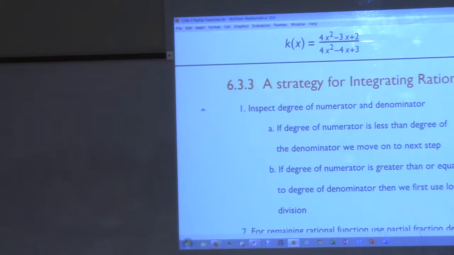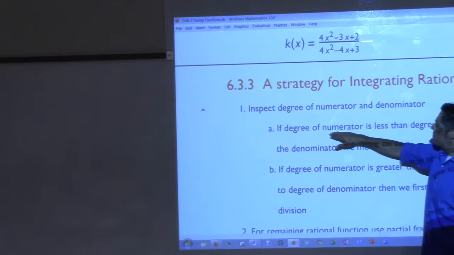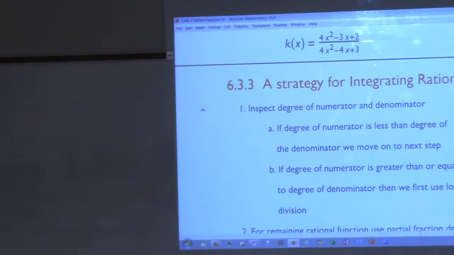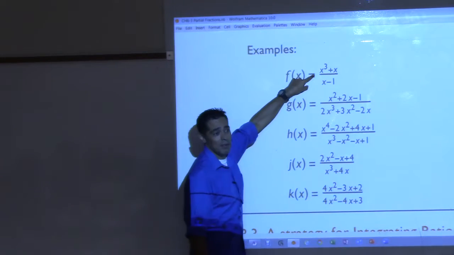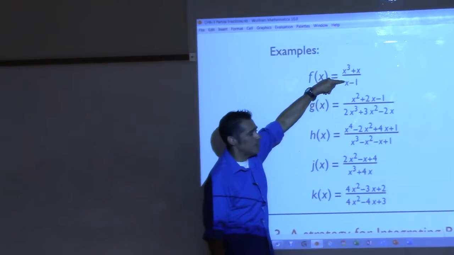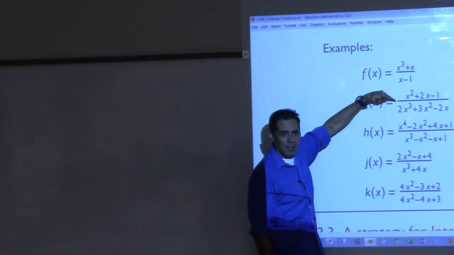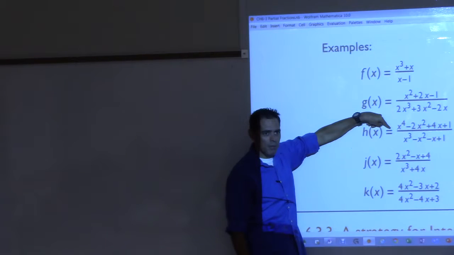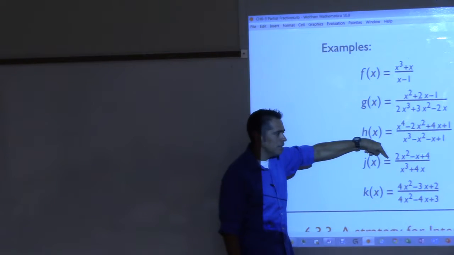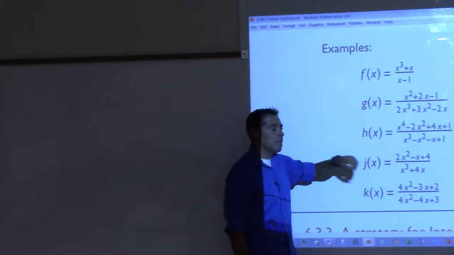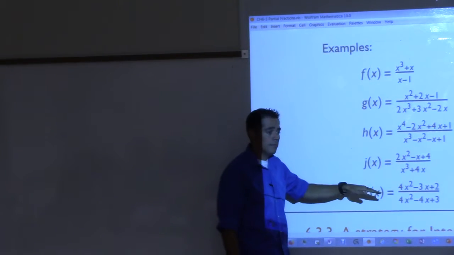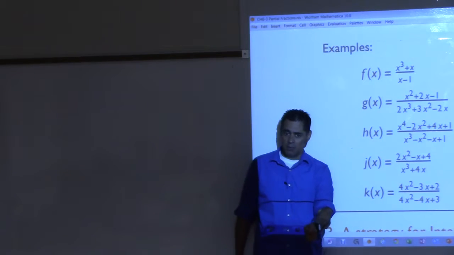Okay. So there's some good news. If the degree of the numerator is less than the degree of the denominator, we're going to just move on to the next step. So like in this first problem, we would not move on to the next step because this is bigger than this. This one, we would move on to the next step. This one, don't move on. This one, move on. This one, don't move on. It has to be that the top is smaller than the bottom, okay? Top smaller than bottom, we proceed.